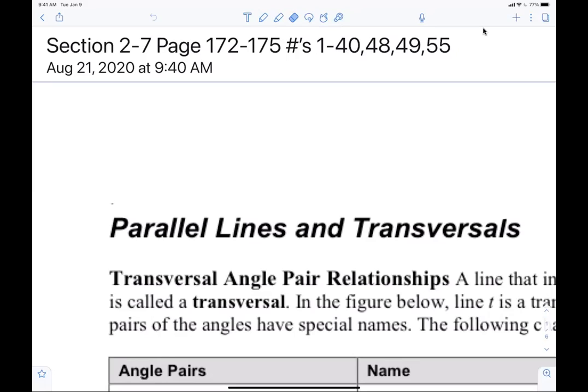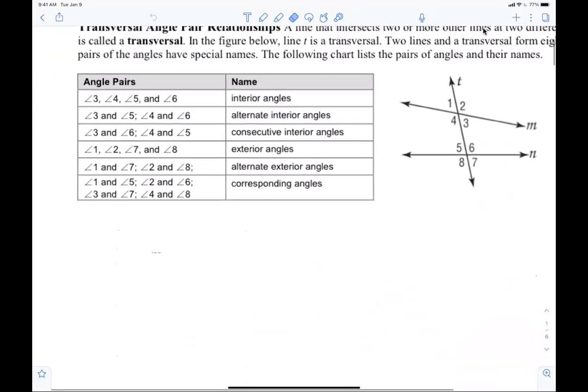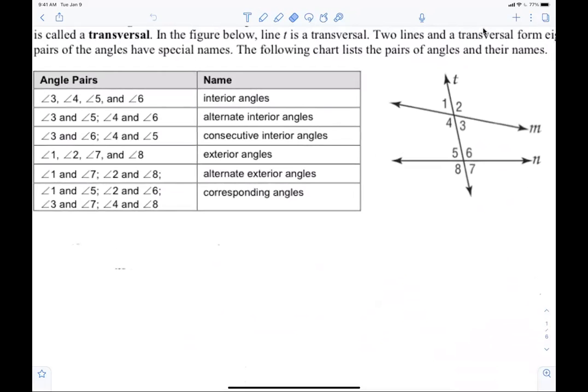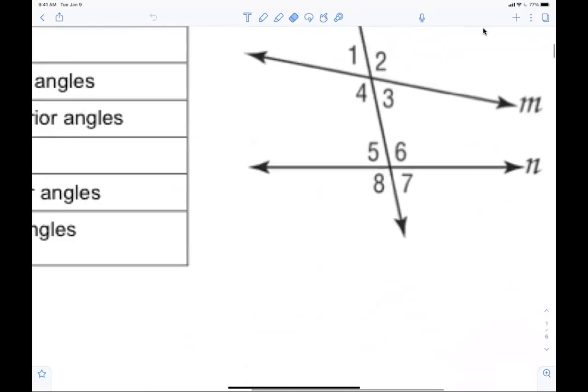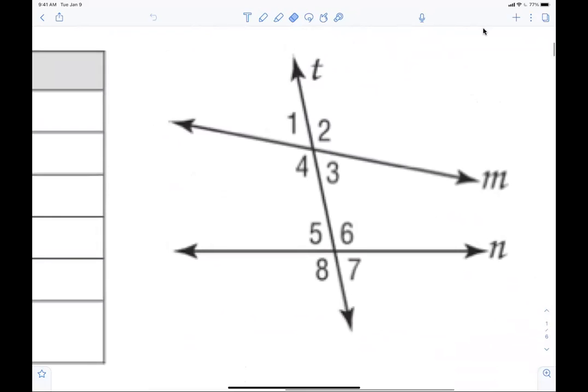All right, here we go. Let's get to work. The more we do now, the less you have tonight. It seems like a lot, but most of it you already know. Okay, so here we go. So here are 2 lines, M and N. T is called the transversal.